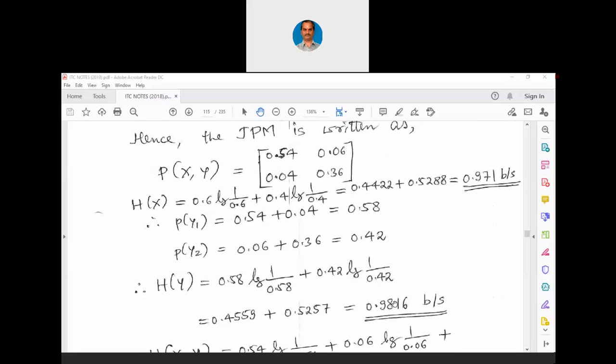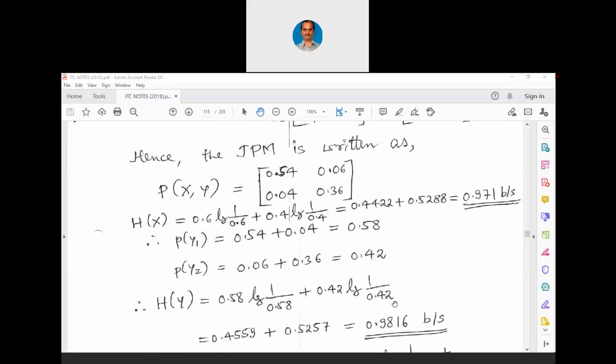From this matrix, we can find out now H(X) and H(Y). How? Through the rows and through the columns. Now the row will give you the probability of x1, x2. Column will give the probability of y1, y2. But the row we already know, it is given. You can also find out 0.54 plus 0.06 is 0.6, 0.04 plus 0.36 is 0.4. But that is already known to us. So H(X) is 0.6 into log of 1 over 0.6 plus 0.4 into log of 1 over 0.4. We get 0.971 bits per symbol.